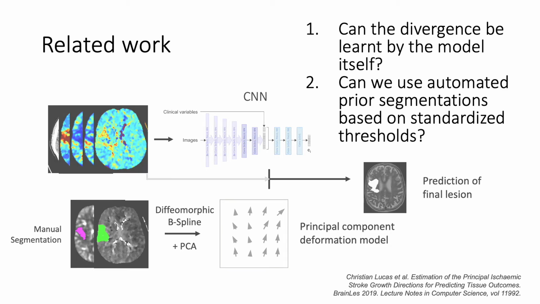To build on this, we formulated two questions. One, couldn't we get our model to learn this deformation by itself, so to learn the divergence from the ischemic core? And two, couldn't we use automated prior segmentations based on clinically validated thresholds?